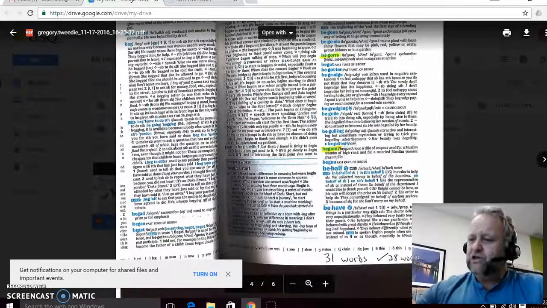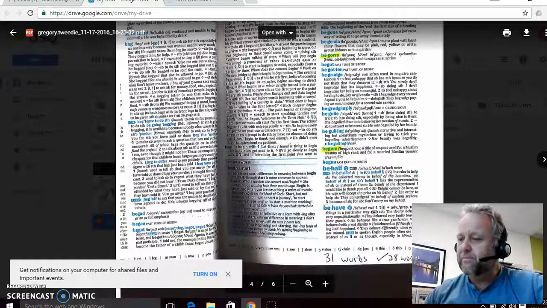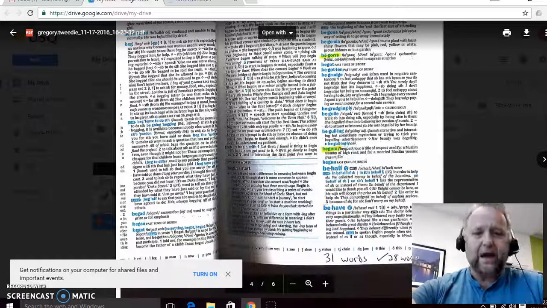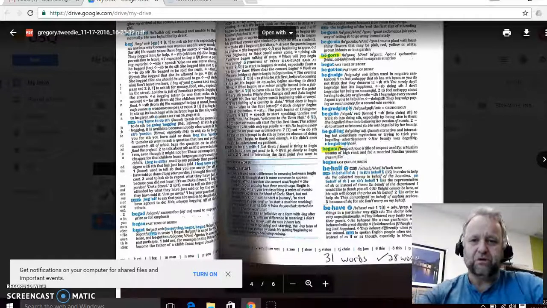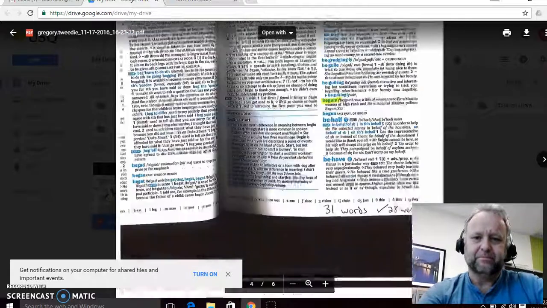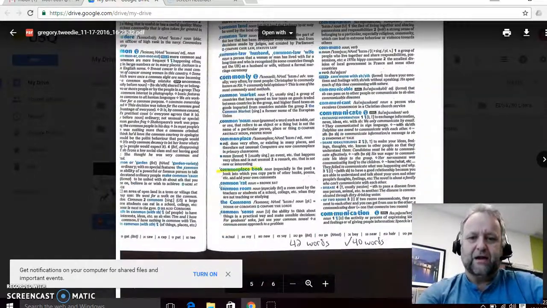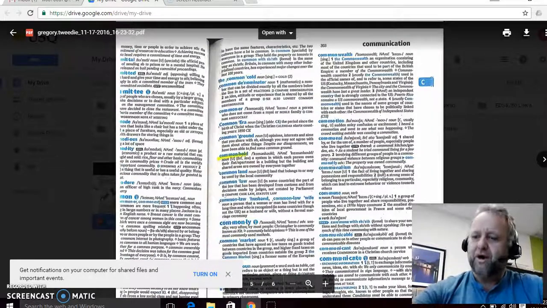On this page, I did not know that begorra was a way to say surprised. That was new to me. So I knew 28 out of 31. And then finally on page 303, again, I did pretty good here. Out of 42, I knew 40.